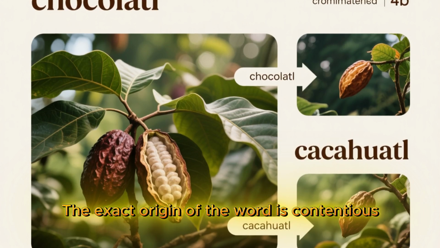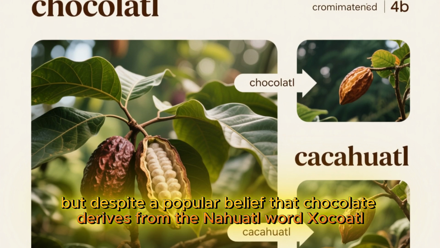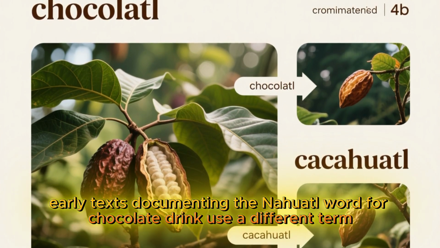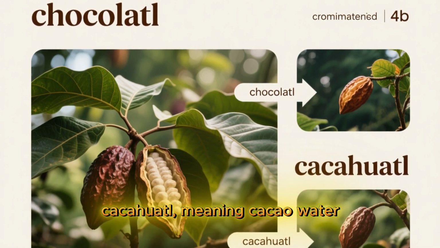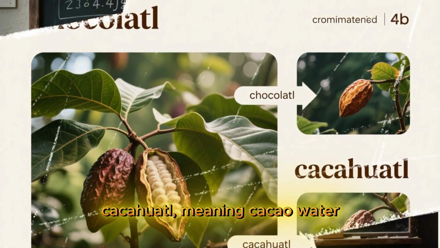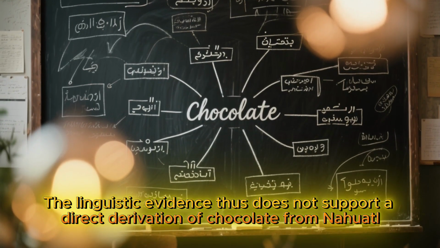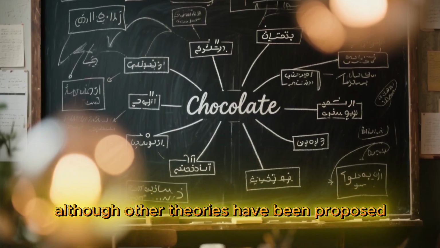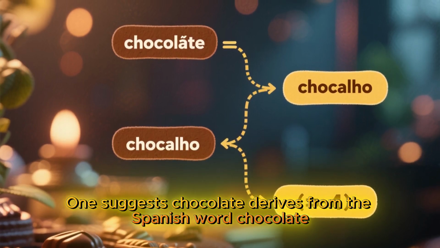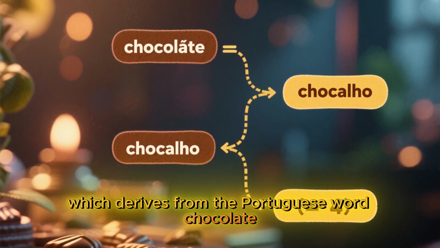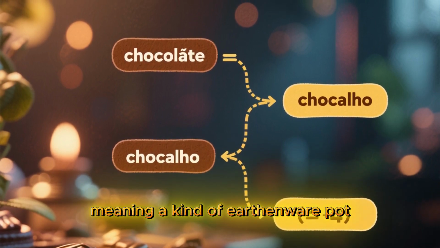The exact origin of the word is contentious, but despite a popular belief that chocolate derives from the Nahuatl word chocolatl, early texts documenting the Nahuatl word for chocolate drink use a different term, cacahuatl, meaning cacao water. The linguistic evidence thus does not support a direct derivation of chocolate from Nahuatl, although other theories have been proposed. One suggests chocolate derives from the Spanish word chocolate, which derives from the Portuguese word chocolate, which possibly derives from chacalho, meaning a kind of earthenware pot.